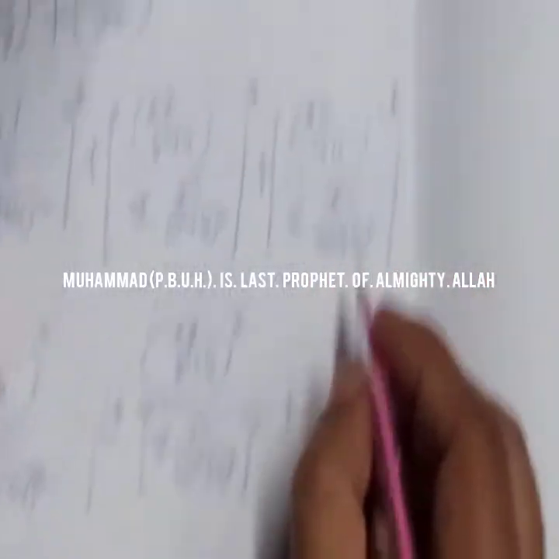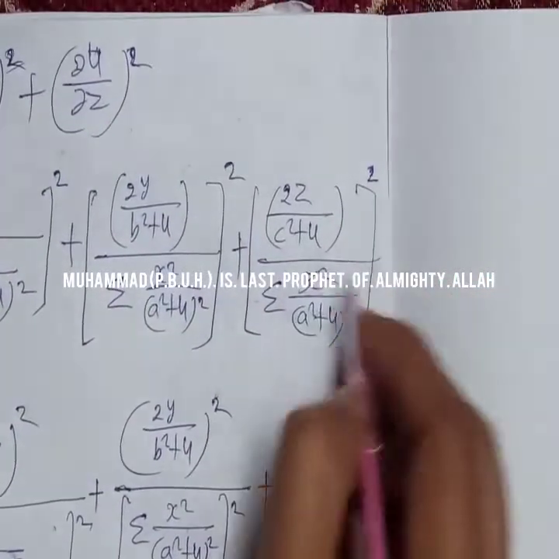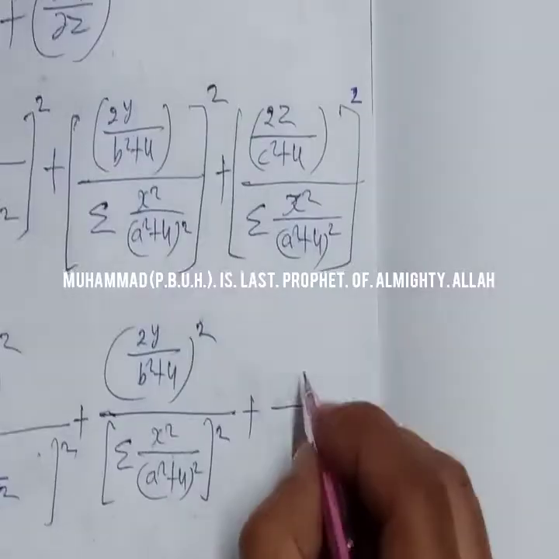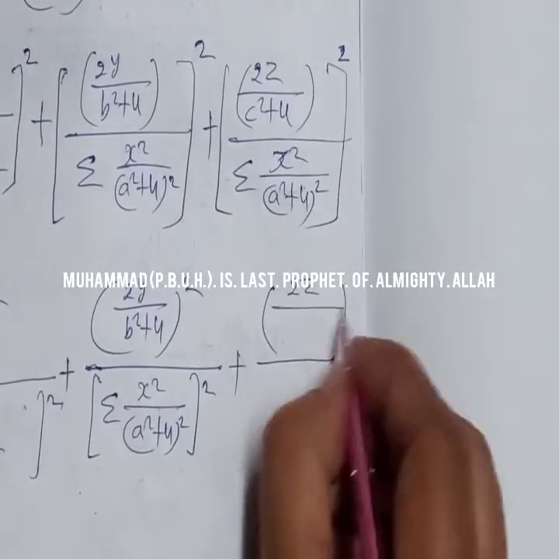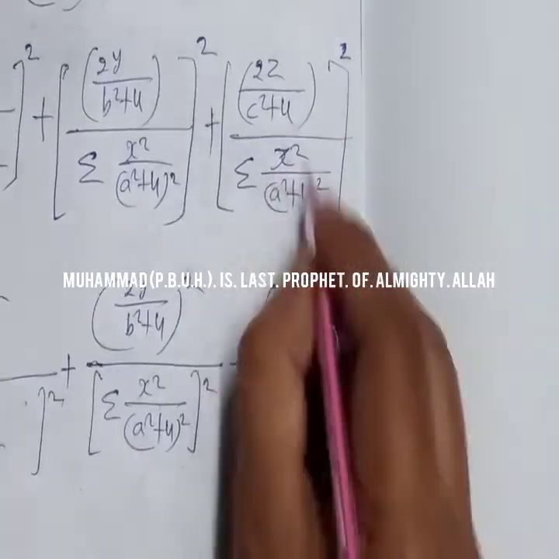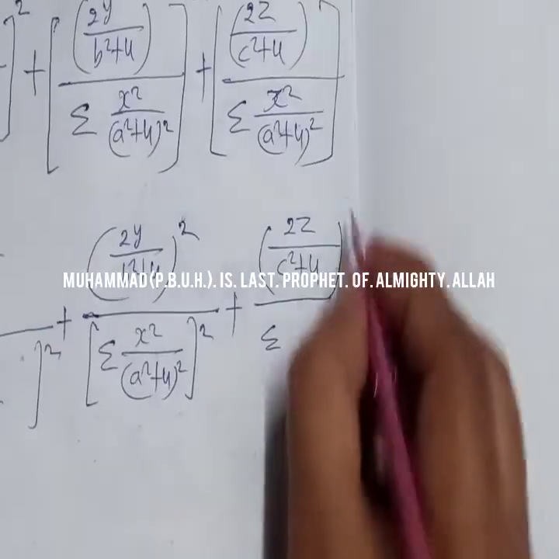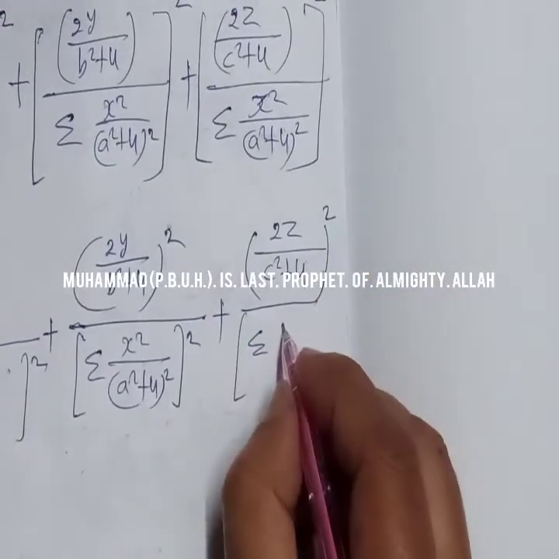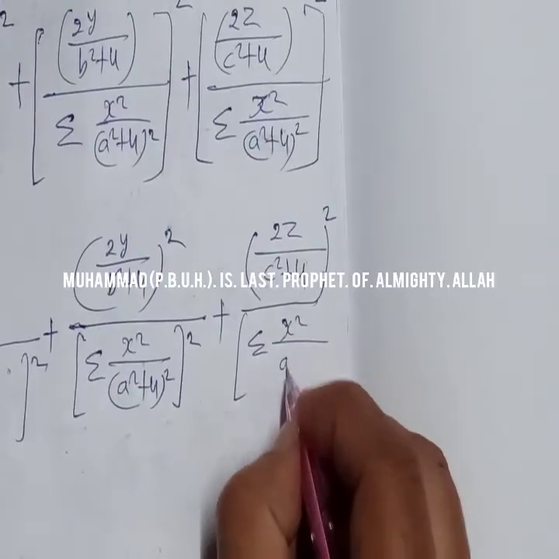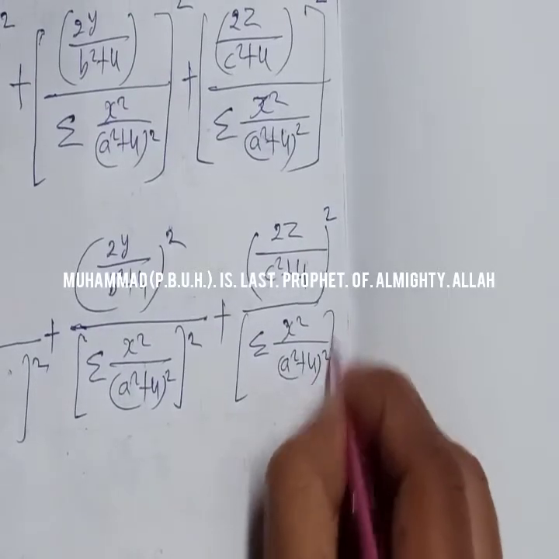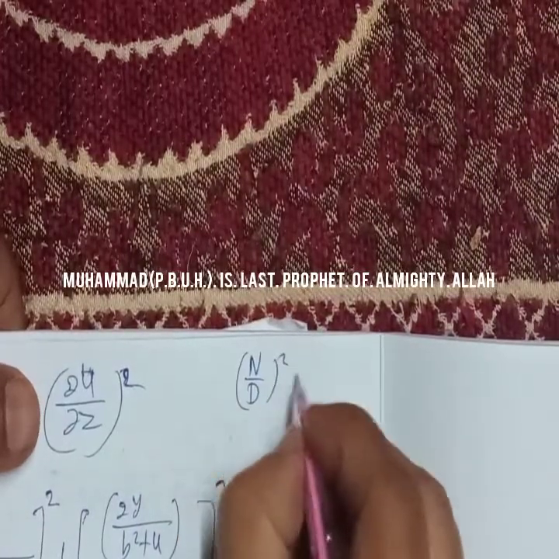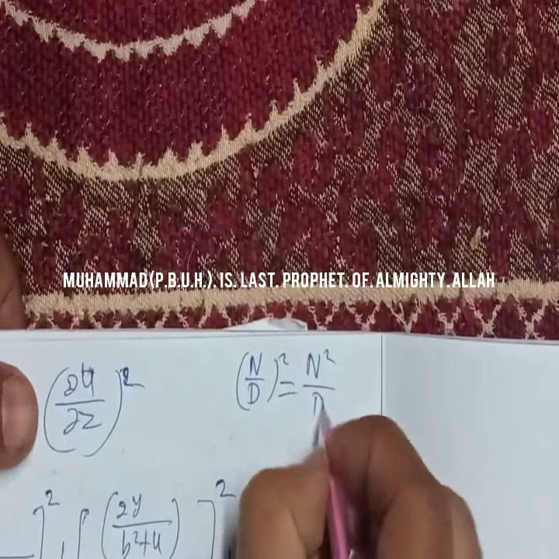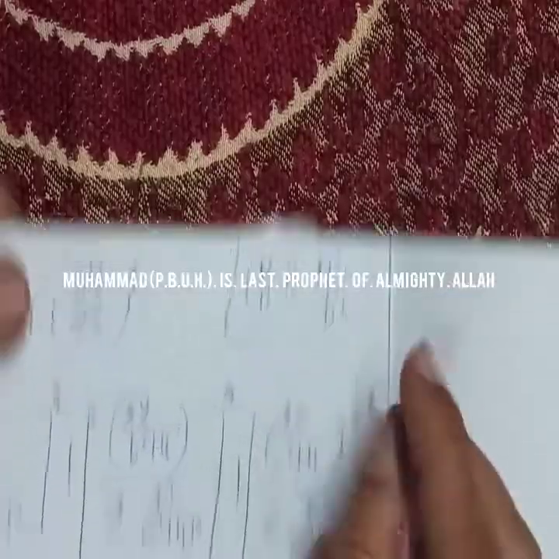Plus also in this term, open this whole of square, then numerator square upon denominator square, (2z upon c square plus u), and sigma x square upon a square plus u whole of square. Here we use a formula, numerator by denominator whole of square is equal to numerator square upon denominator square. It is a simple formula.